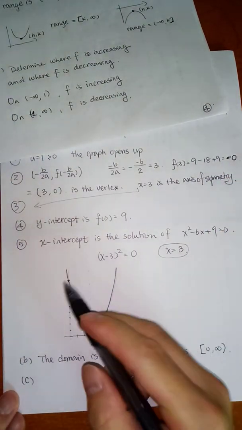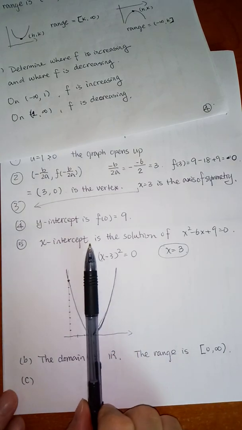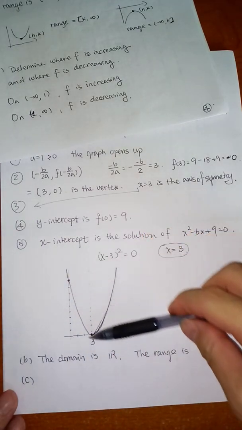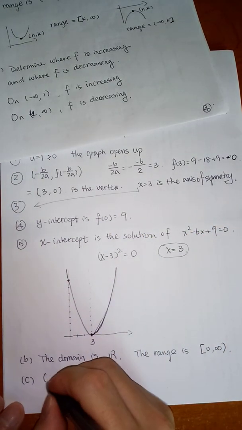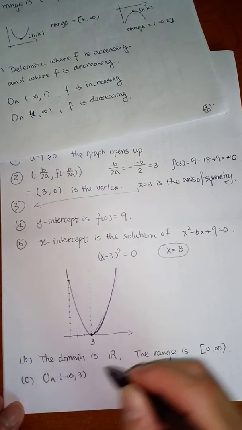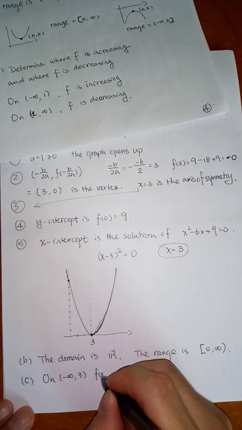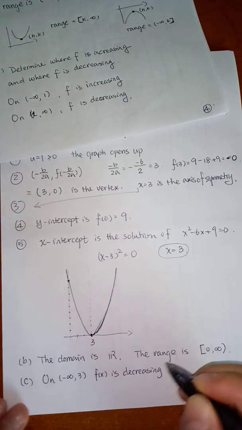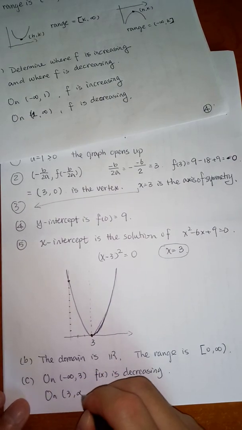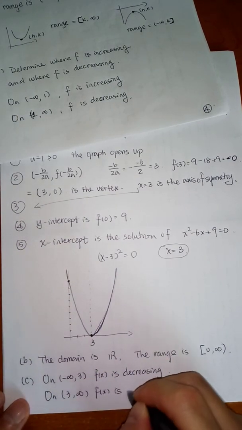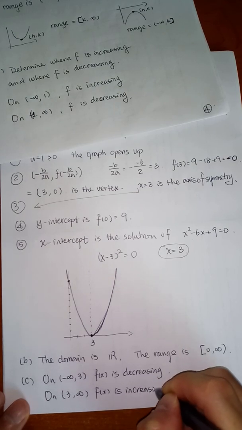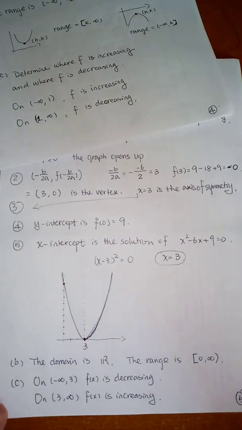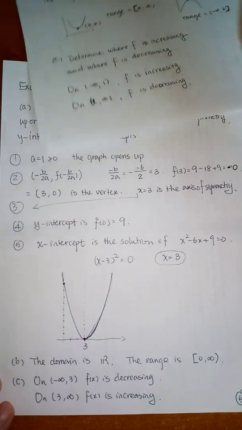And then increasing and decreasing. The same thing, the axis of symmetry splits the graph into left and right pieces. The left piece you will see is decreasing, the right piece is increasing. So on the interval negative infinity to 3, f is decreasing. On the right piece, 3 to infinity, f is increasing.